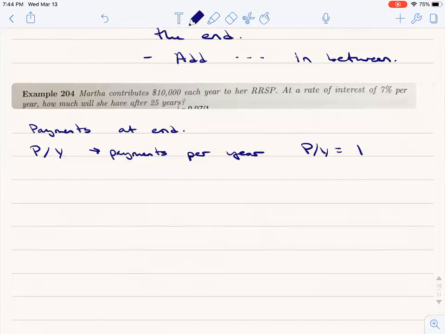And it looks like the compounding frequency is per year as well. So the compoundings per year is just one. Which means that our payments per year is the same as our compoundings per year, so we don't have to do any conversions. Check.